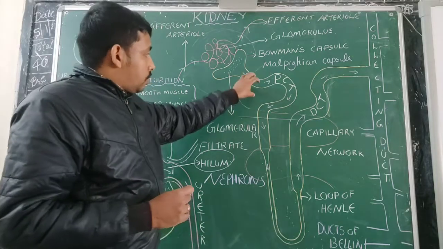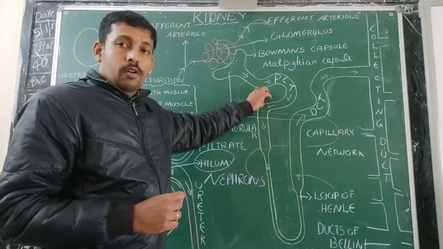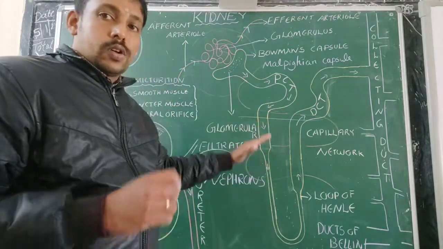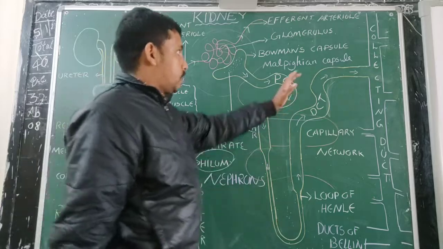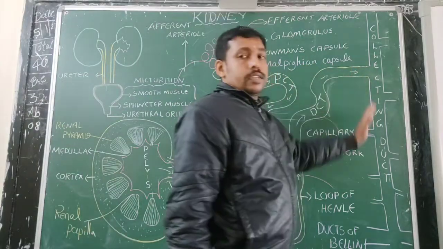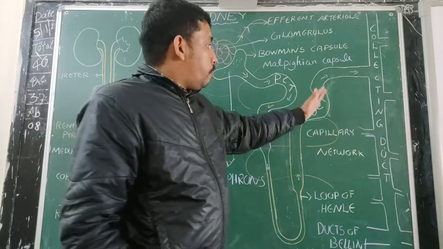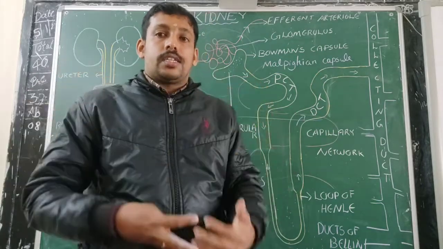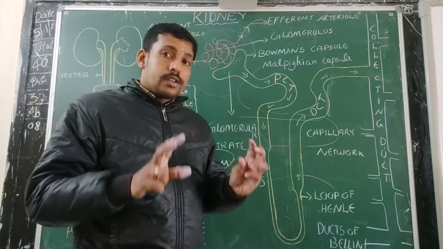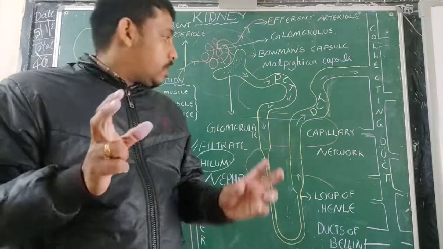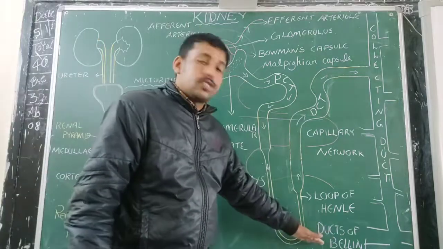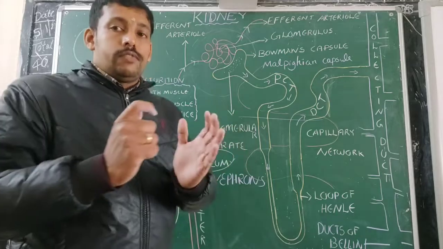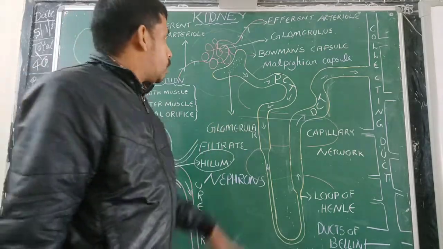Okay. Then coming to the renal tubules, this is the PCT, the proximal convoluted tubule, and this U-shaped loop is known as Henle's loop. And finally, we reach the collecting duct. Many nephrons open into the collecting duct, and these collecting ducts join to form the larger collecting duct, known as the duct of Bellini. And finally, it opens into the pelvis region of the ureter. Okay, so that's all about this.